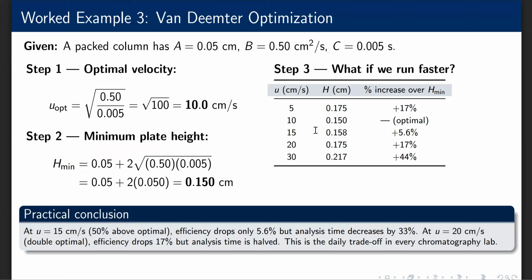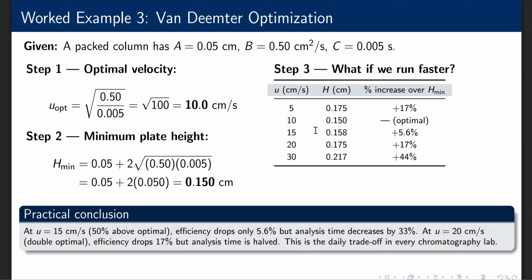So we want to calculate U opt and H min for A equals 0.05, B equals 0.50, and C equals 0.005. The optimal velocity is the square root of 0.50 divided by 0.005, which is the square root of 100, equal to 10 centimeters per second. H min is 0.05 plus 2 times the square root of 0.5 times 0.005, which is 0.05 plus 0.10, which equals 0.15 centimeters. Now look at the table on the right.